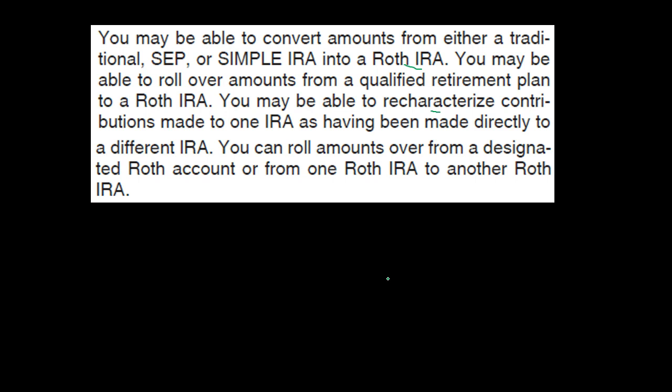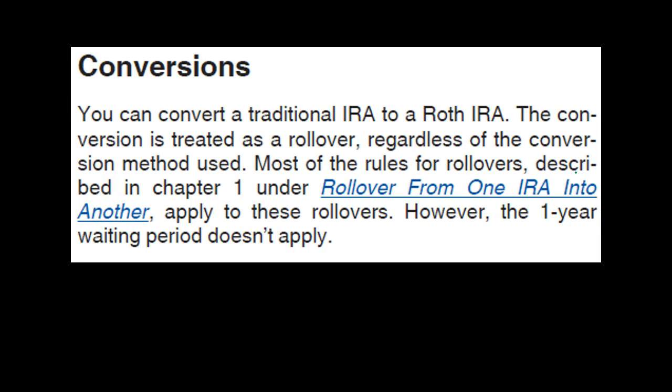You can roll amounts over from a designated Roth account or from one Roth IRA to another Roth IRA. So clearly you can roll over from a Roth IRA to a Roth IRA. That would seem to make sense, because of course that would be two things that are similar in nature, and therefore the rollover should be okay, or you would think there would be fewer problems there. So you just need to be in compliance with the rollover from a Roth to a Roth. If you're rolling over from something that's not a Roth, more of a traditional, like a SEP or a SIMPLE IRA, to a Roth, then you want to make sure you're in compliance with that conversion, because there's basically a conversion or recharacterization process.